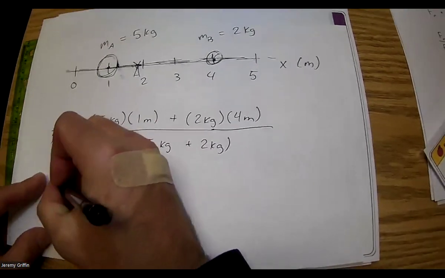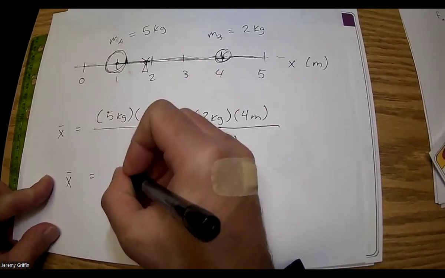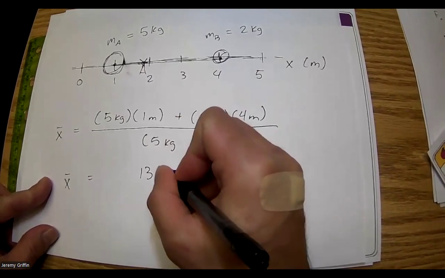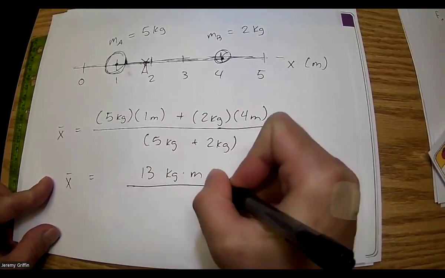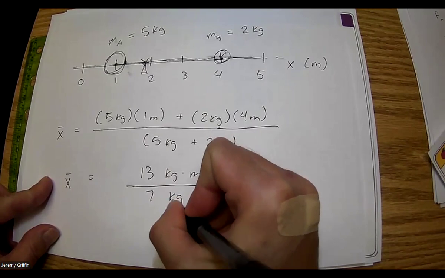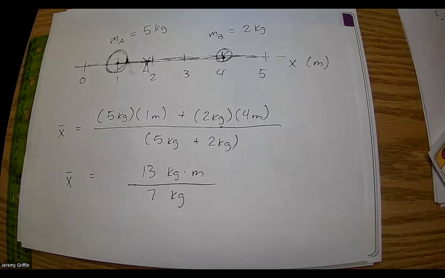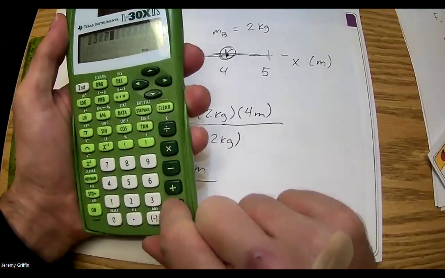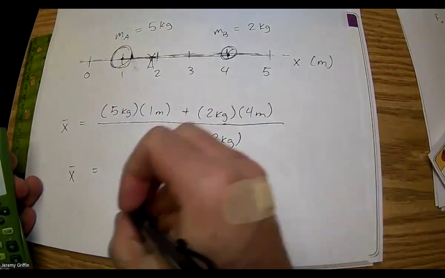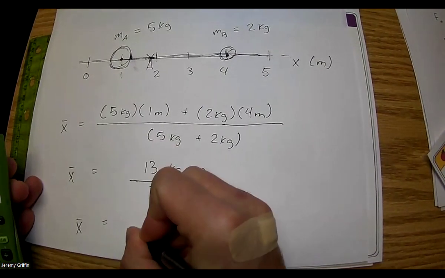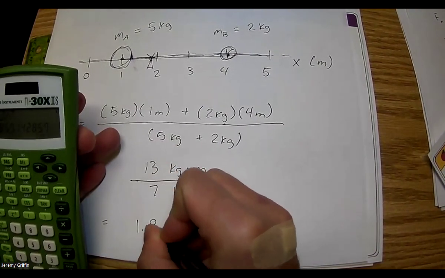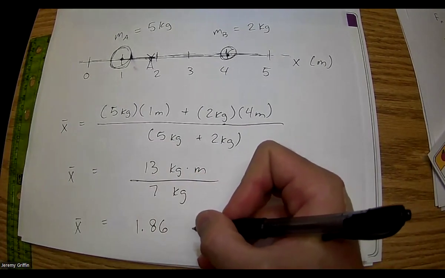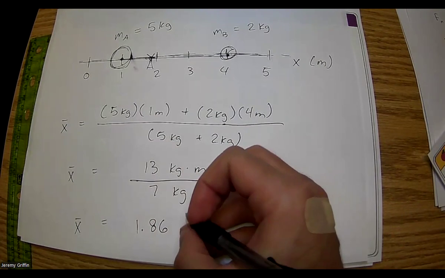That's all. So look at this. 5 times 1 is 5, plus 2 times 4 is 8. 8 and 5 is 13. That's kilogram meters divided by 7 kilograms. It'd be like that, wouldn't it? And then divide this out. What's 13 over 7? x bar equals 1.857. I'll call that 1.86. Right, guys. Can I just say 1.86 and walk away? No, 1.86 what? Meters.